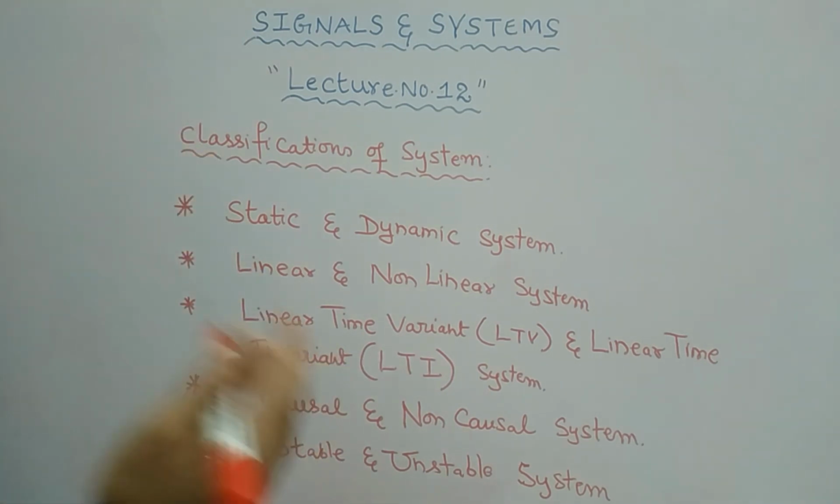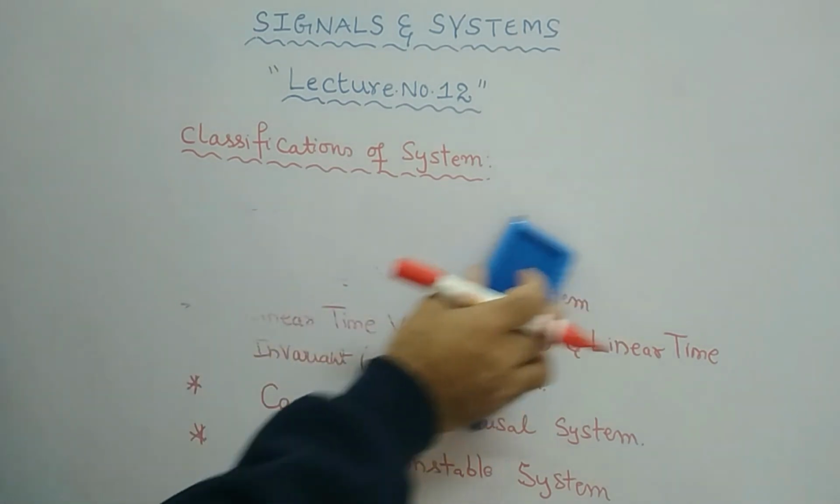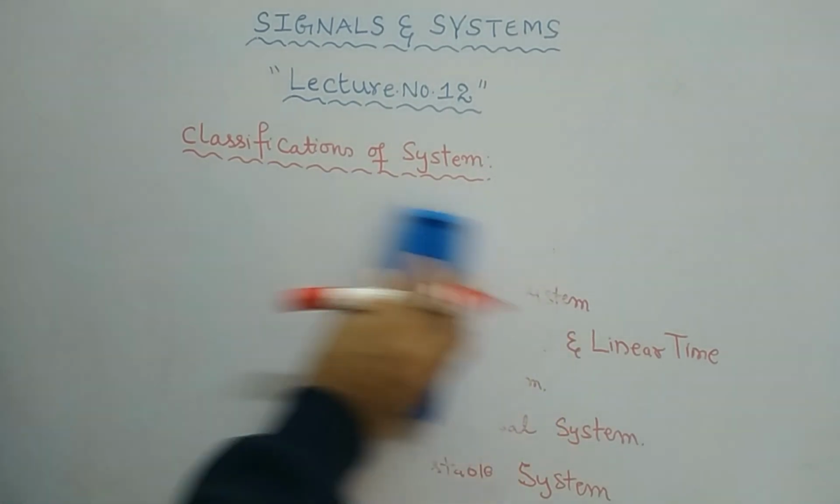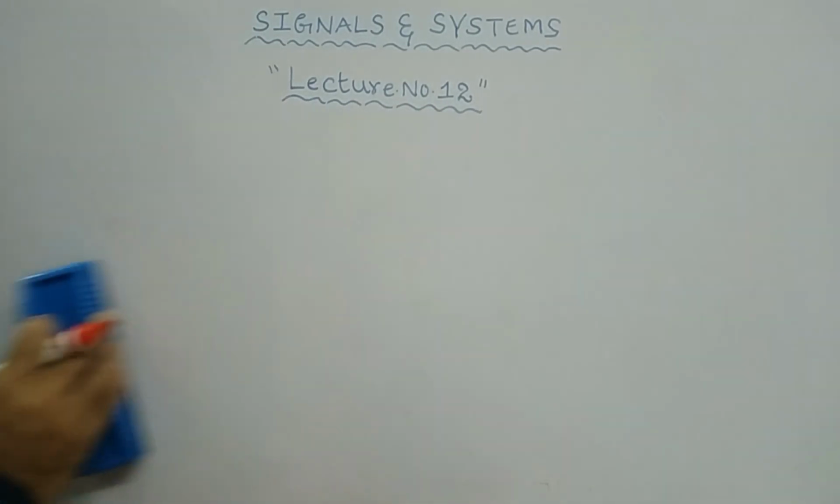In fact, they are very easy to understand. Nothing is difficult if you understand the meaning of it very clearly. Then let us see at least one or two in this presentation, and we will see the remaining in the subsequent presentation. Let us see what is static versus dynamic. What is a static system? What is a dynamic system?